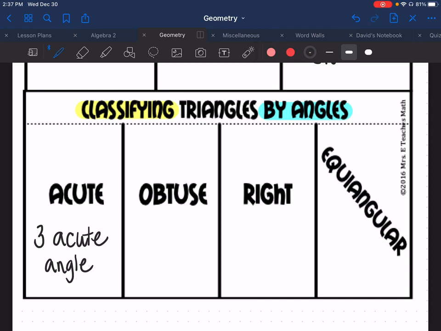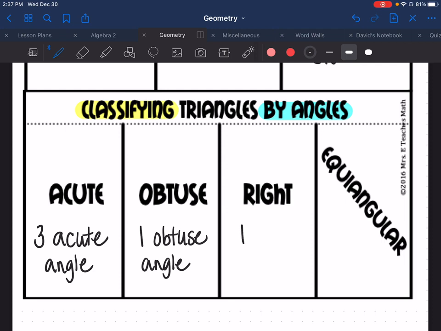For a triangle to be obtuse, we can only have one obtuse angle. Think about it this way. Remember, a triangle can only add up to 180, which is what we're going to talk about next. So if I have two angles that are, say, both 100, when I add them together, I have 200. That is not a triangle. It's already too big. So I can only have one.